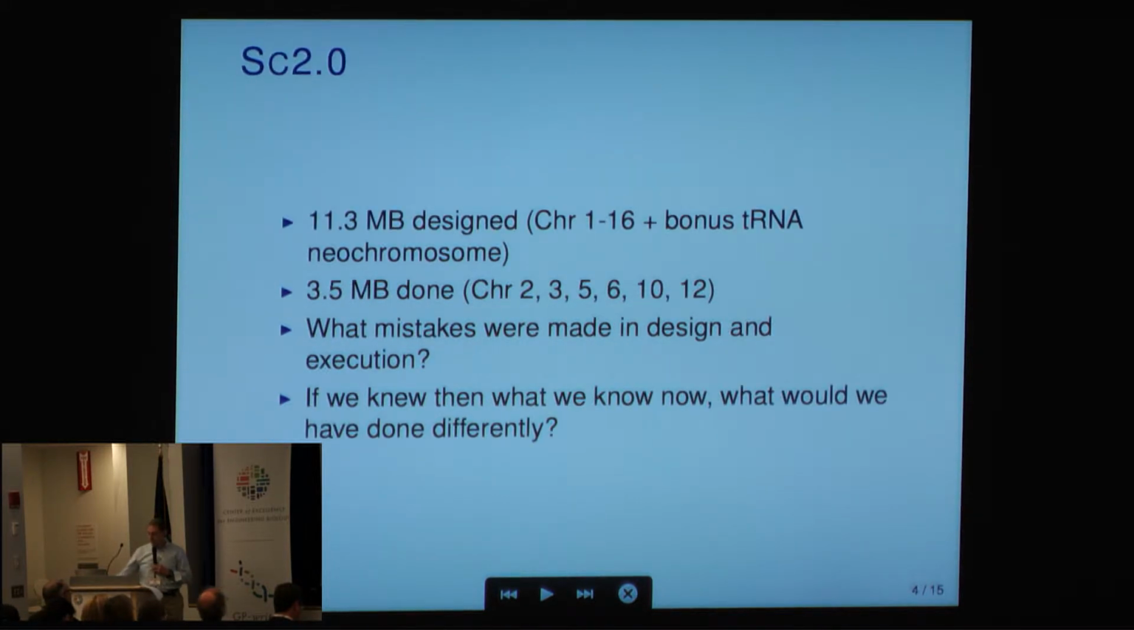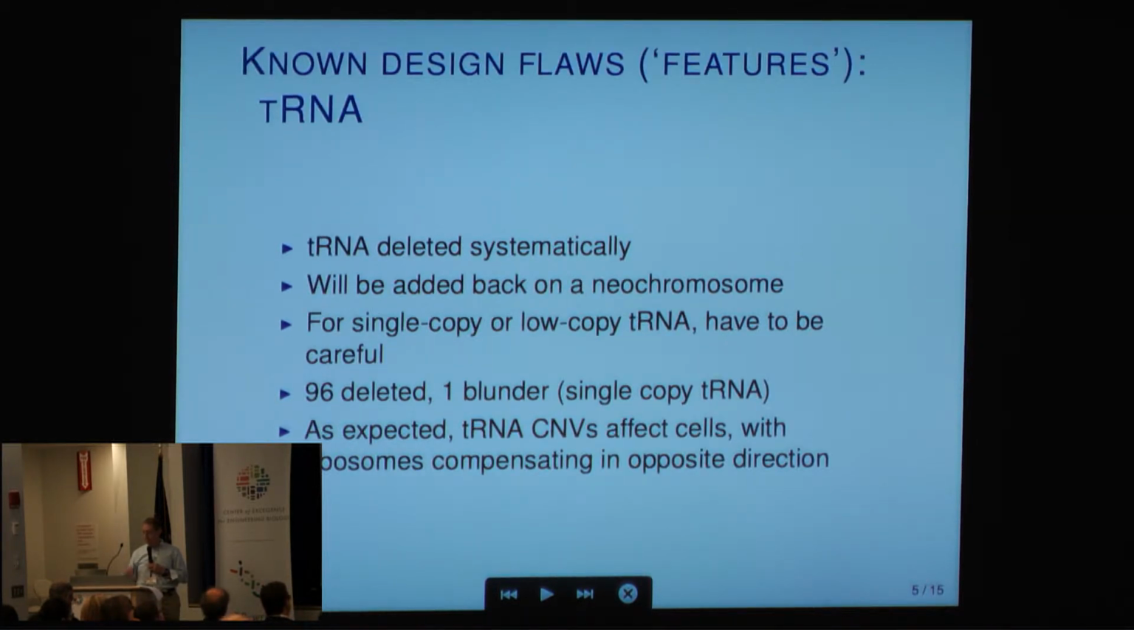So currently 11.3 megabases are designed, chromosomes 1 to 16, plus the bonus tRNA neochromosome that Patrick talked about. And what I will focus on is results with the 3.5 megabases that are done, chromosomes 2, 3, 5, 6, 10, and 12. What mistakes were made in design and execution, and what will we do differently?